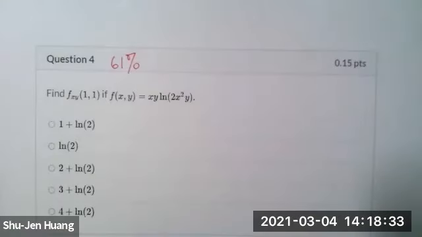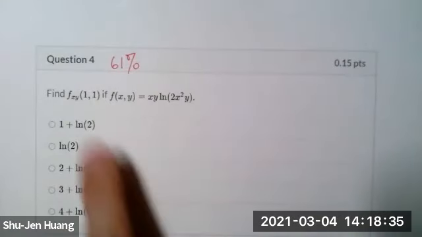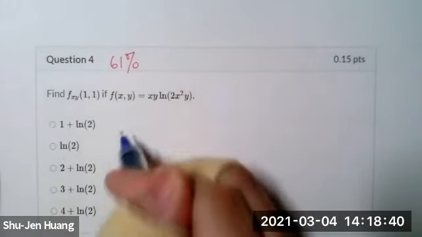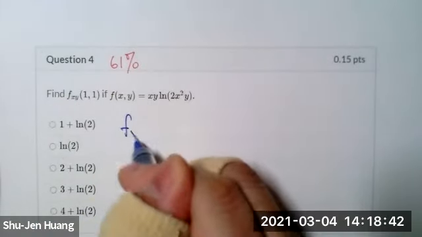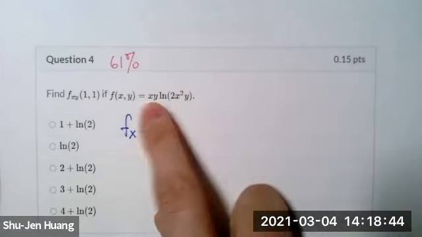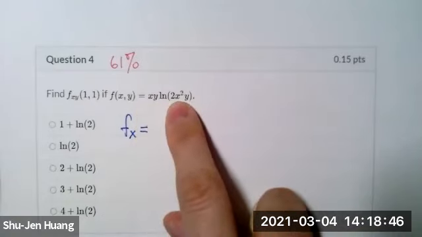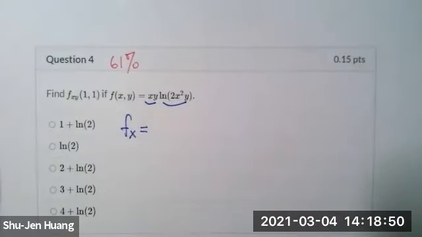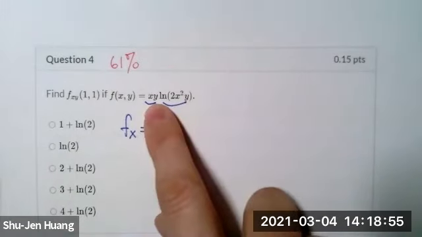Let's move on to question number 4. We want to find the second partial derivative when the function is given. Let's find the partial derivative with respect to x first. We have xy times the log function, so we need to use the product rule here. xy is one function, log is another function, so we take the derivative with respect to x.